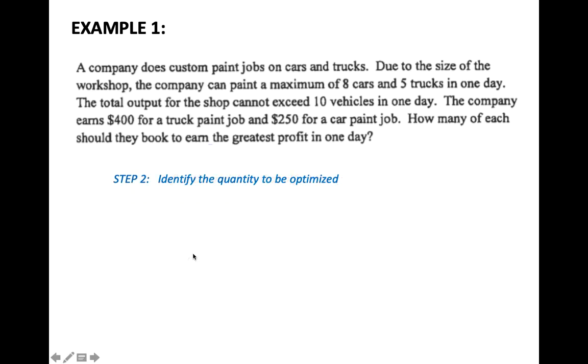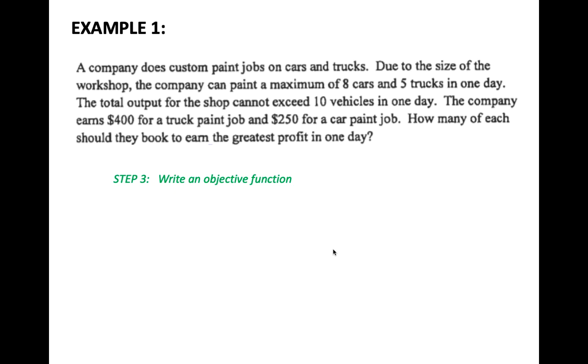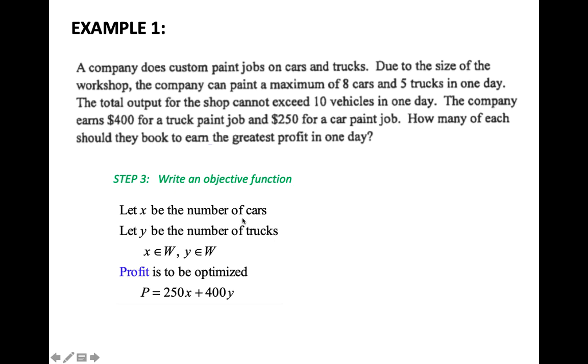Step number 2, identify the quantity to be optimized. Well, you've already done that. And then you realize that it's the profit. So profit's going to be optimized. So that when you get to the third step and they ask you to create the objective function, you're all set. You know that you've got to describe how you're going to find the profit. So 250 times the number of cars plus 400 times the number of trucks. And that will give you the profit that you've earned in this particular scenario.